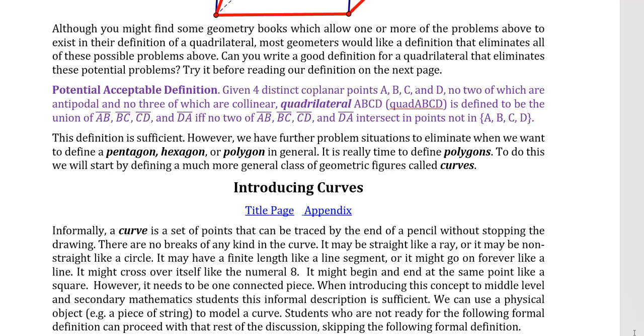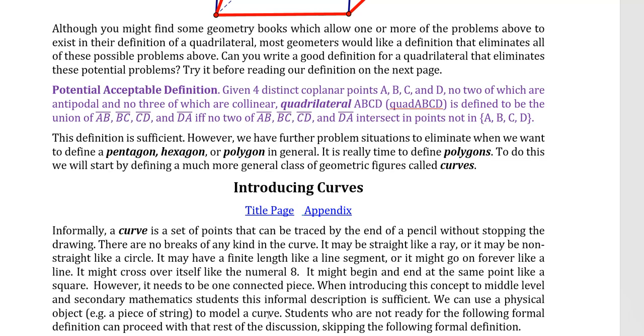It might be straight, like a ray or a line segment, or it might be non-straight, like a circle, a square, or a triangle. It may have a finite length, like the line segment, or it may go on forever, like a line. It may cross over itself, like the numeral 8. It might begin and end at the same point, like a square, or it might not. However, it needs to be one connected piece.